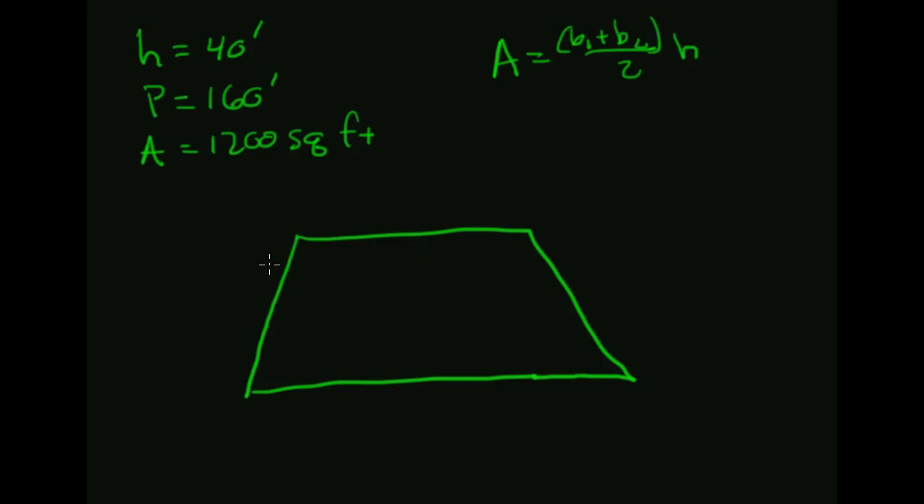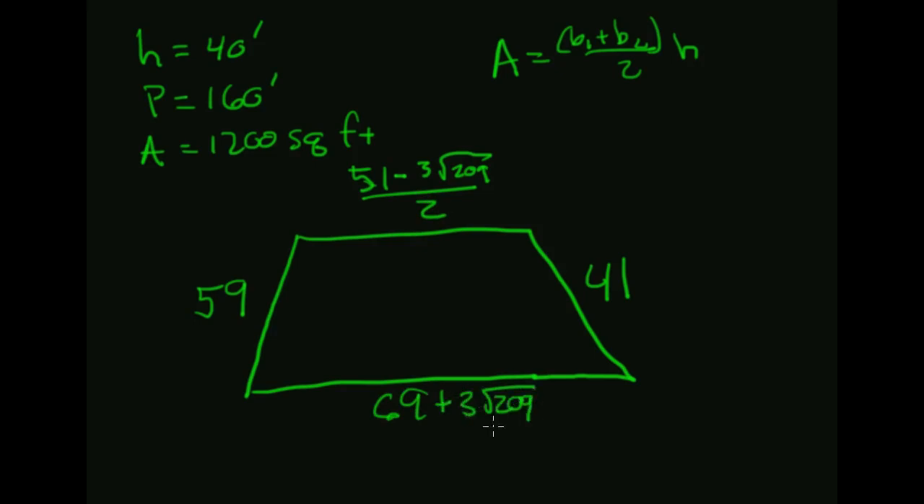And what Conrad put down on the page after he and I did a lot of number crunching was 59 over here, 41 over there, and then it's a weird (51 minus 3 times the square root of 209) over 2 on the top, and (69 plus 3 times the square root of 209) over 2 on the bottom. And this would be a trapezoid that also has a height of 40. That's the constraint that's going to cause the problem, and we'll get into that in a second.